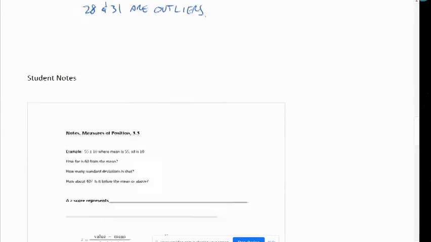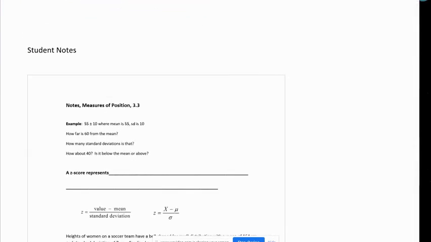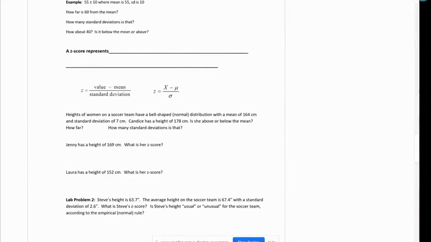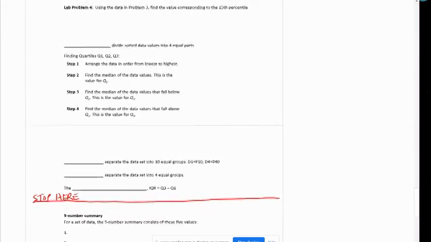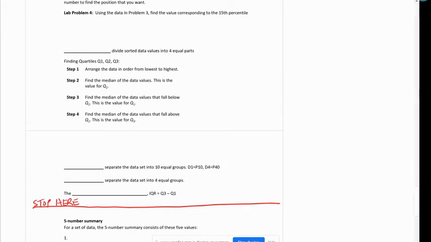Okay, so now you can take out your student notes for Chapter 3, go to the section that is labeled Measure of Position 3.3, and go ahead and work through until you get done with lab problem 4 and the 4 steps below that. Okay, so pause your video, work on that part of the student notes, and then press play when you're ready to continue with 3.4.